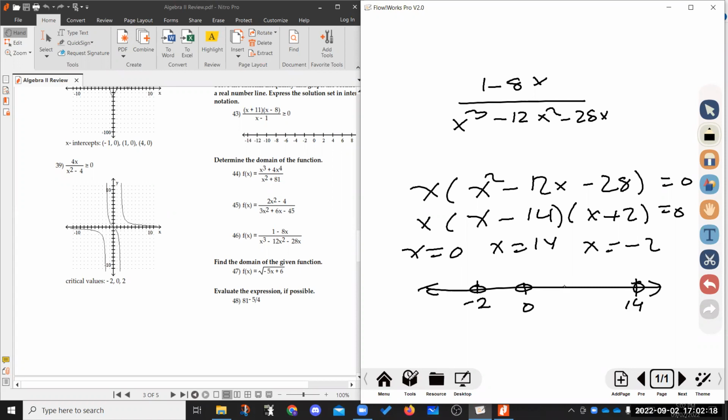And then I want everything else. So 3 bad points is going to give me 4 intervals, -infinity to -2, union -2 to 0, union 0 to 14, union 14 to infinity. Domain of these rational functions is going to be open intervals here.